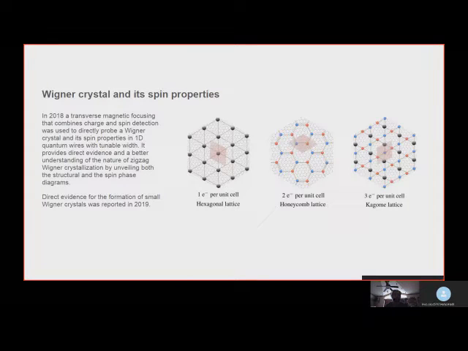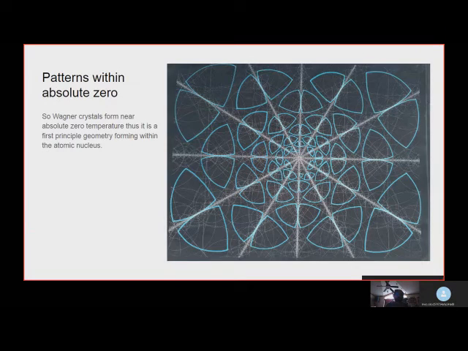Wigner crystals and their spin properties. In 2018, a transverse magnetic focusing technique that combines charge and spin detection was used to directly probe a Wigner crystal and its spin properties in 1D quantum wires with tunable width. It provides direct evidence and a better understanding of the nature of zigzag Wigner crystallization by unveiling both the structural and the spin phase diagrams. This is awesome. Direct evidence for the formation of small Wigner crystals was reported in 2019. Since then, there's been so much more.